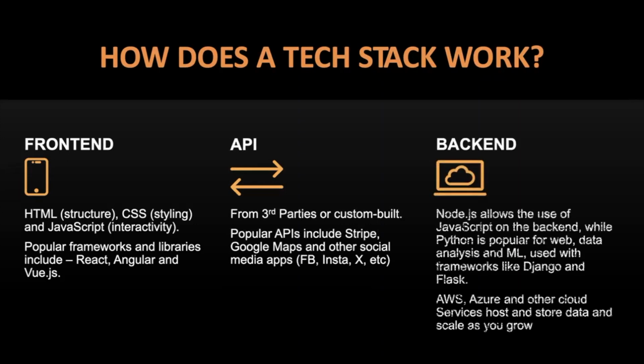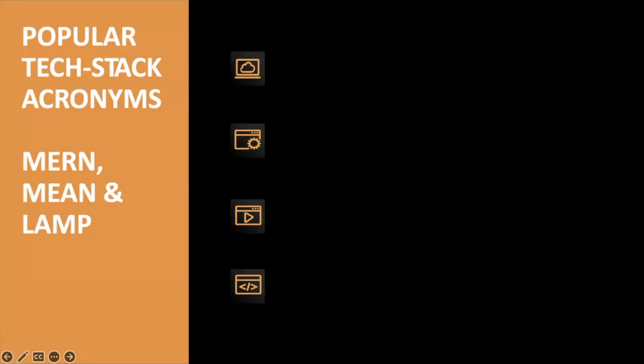And then on the back end, this is your cloud infrastructure plus the databases that you're using. So things like Node.js allow you to use JavaScript on the back end as well, while Python is really good for web data analysis and machine learning, used with popular frameworks like Django or Flask. And of course, your cloud infrastructure provides all the services that allow you to host, store data, and scale automatically as you grow.